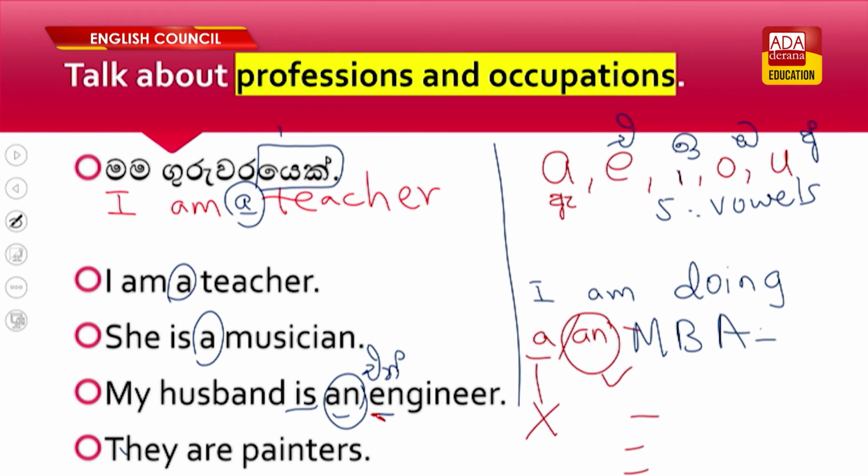I'm doing an MBA. But let's say you say I'm reading for a master's in business administration. Then what do you hear? Master's. Ma. M is not a vowel sound. The vowel comes after it. It starts with M, so it is a. A master's, an MBA, and I'm working for an HR department. An HR department. She is working for an FM. An FM. The F starts with a vowel sound.